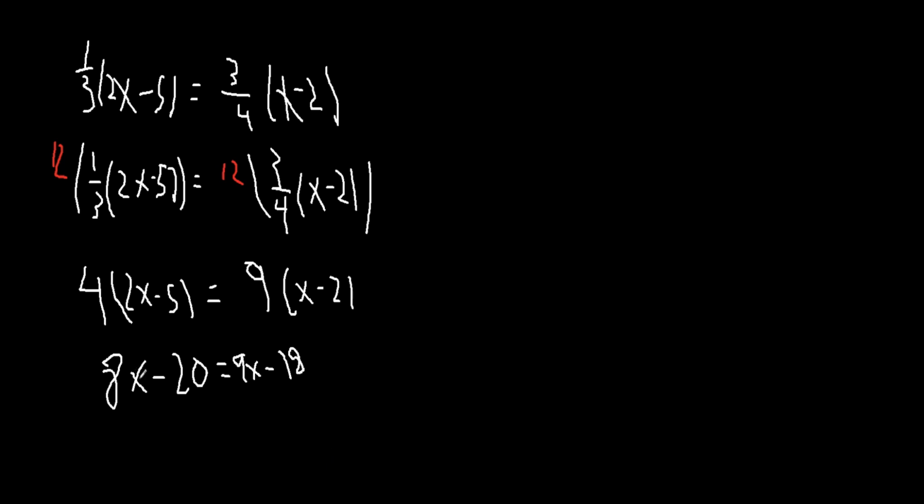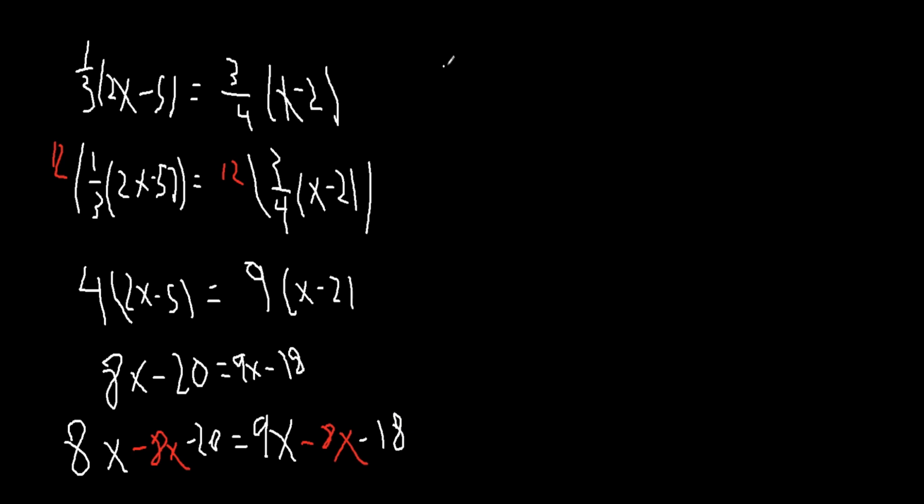So we can move our 8x to our right side. So it's 8x minus 8x minus 20 equals 9x minus 8x minus 18. So this becomes x minus 18 and that equals negative 20.